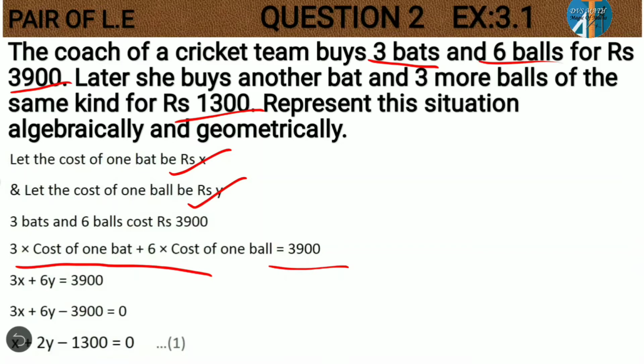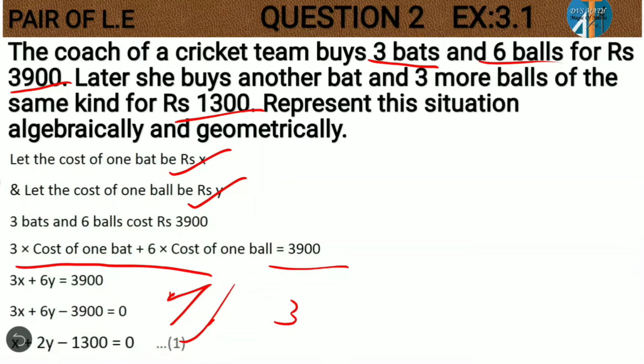Now take 3900 to the LHS, it becomes minus 3900. And remember, we can reduce the whole equation by dividing with the same number. 3900 is divisible by 3, right? So if we divide the whole equation by 3, 3x by 3 becomes x, 3 2s are 6 so 2y, and 13 3s are 39. So 13, so x plus 2y minus 1300 is equal to 0. Take it as equation 1.